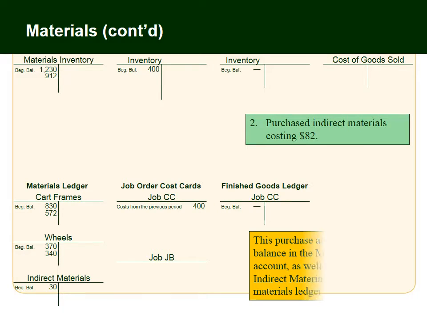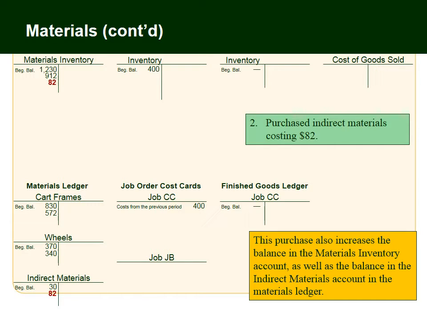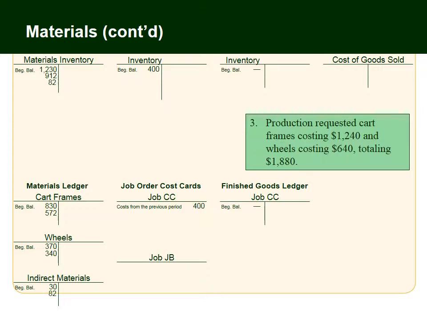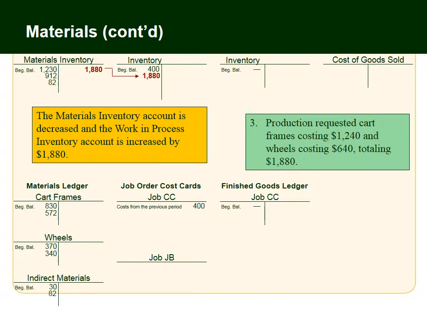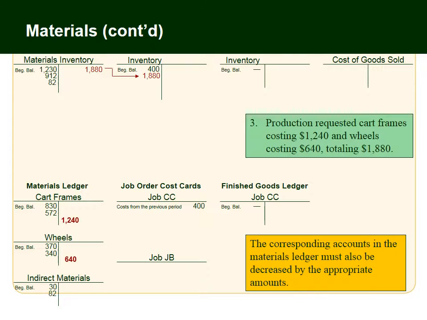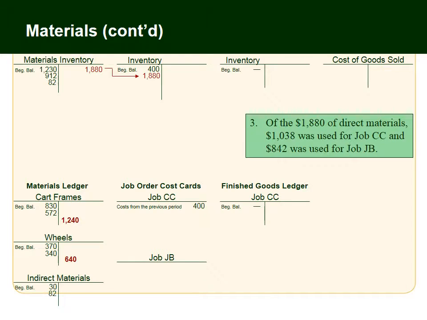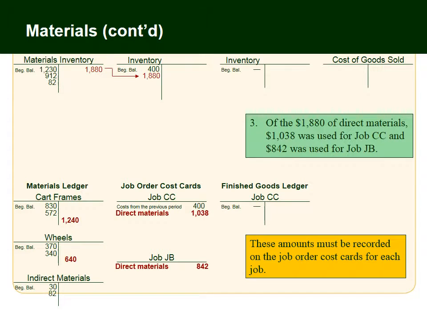Next, we buy some more materials. These are indirect, and so they go down here into the indirect materials account. The production requests, it's called a purchase requisition, frames and wheels. So we show the frames and the wheels coming out of materials and going into, again, this is work in process, and we reduce our subsidiary accounts so they always equal our general ledger account. We also allocate them to the jobs. So those materials went to job CC and JB.